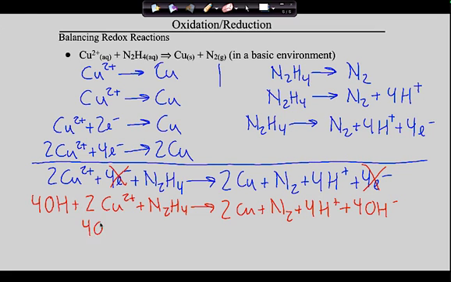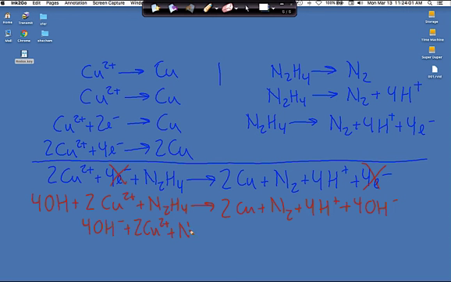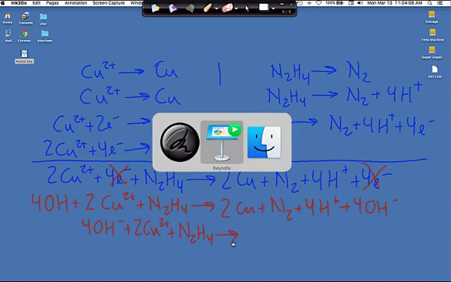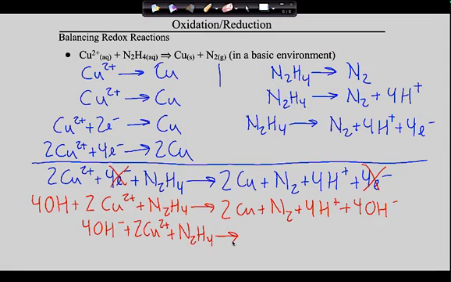So we've got 4 hydroxides plus 2 copper ions plus N2H4 yields 2 coppers, an N2, and now guys, look at what happens. 4 waters. So that's how to deal with basic environment.